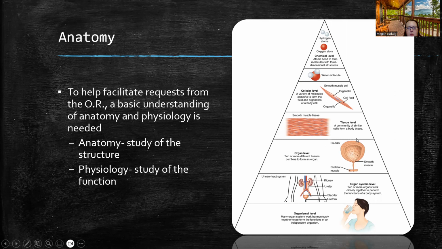So when you group together tissue to have a common function, you're going to make it an organ. So here's a picture of a bladder. That's one organ. Your stomach, your intestines, eyes, skin, those are all organs, okay?